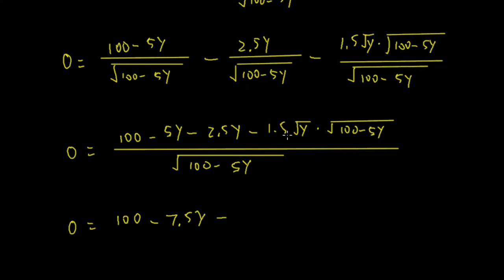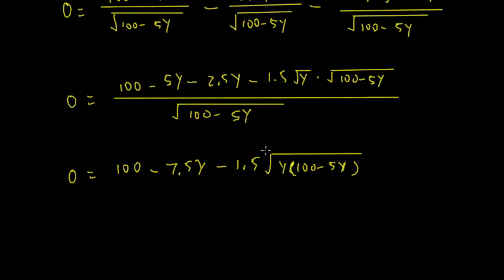Then minus 1.5 square root of y times square root of 100 minus 5y. Now, this is square root times square root. So when you do that, it's basically the same as 1.5 times the square root of y times 100 minus 5y. And of course, we can distribute this, right? So we have 0 equals 100 minus 7.5y minus 1.5 times the square root of 100y minus 5y squared.